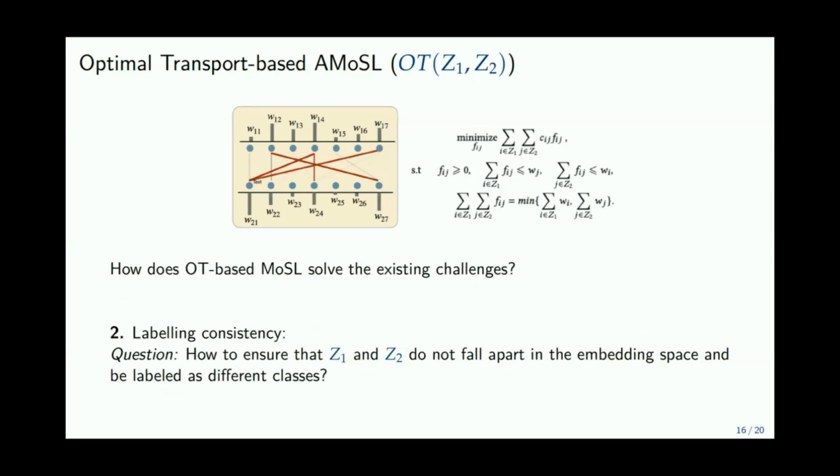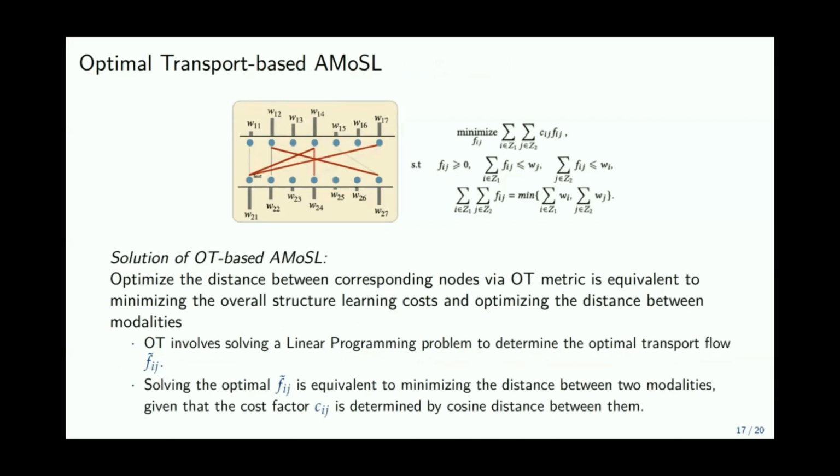And our approach can also solve another question in multi-view GNNs. This question is how to ensure that the two modalities do not fall apart in the embedding space and are labeled as the same class. Our approach achieves this by computing the distance between the corresponding nodes via optimal transport. This is equivalent to minimizing the overall structural learning cost and optimizing the distance between the modalities. The optimal transport involves solving linear programming problems to determine the optimal transport flow. This is computed by the F delta ij.